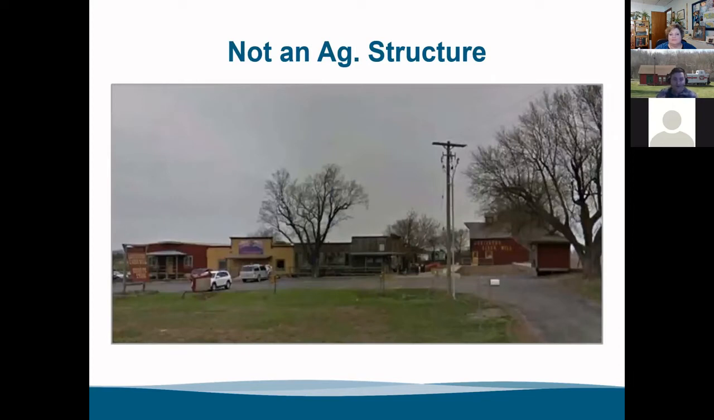So what is not an example of an agricultural structure? Here we see a group of structures that are being used to sell goods. Now they may be agricultural specific goods, but because these are being used for some form of human habitation, entertainment, or sales, these would be considered mixed use and therefore are not exclusively agricultural related. So they have to be either dry flood proofed or elevated to the base flood elevation plus 1 foot. So it's important to make that distinction.